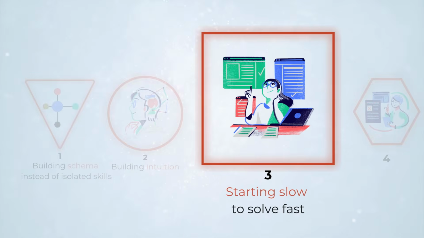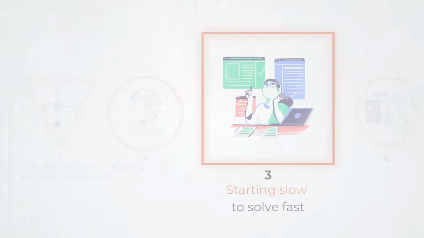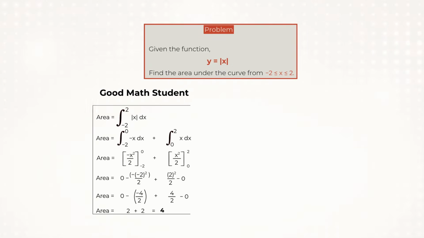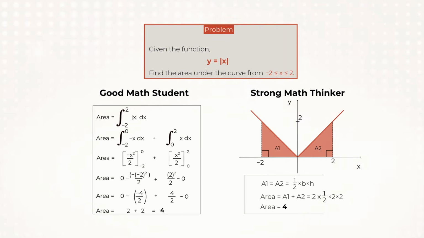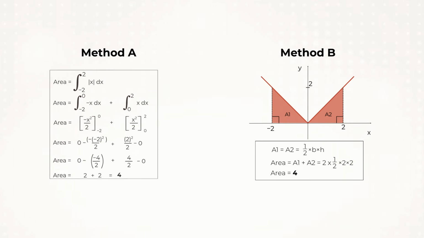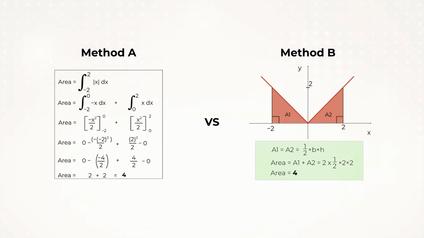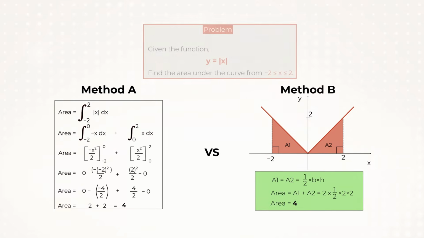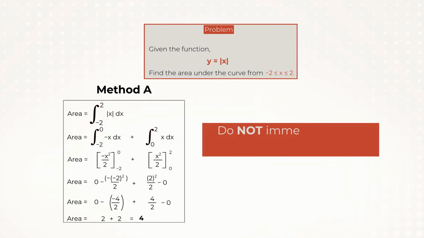Strategy 3 is starting slow to solve fast. Good math students can solve problems, but strong math thinkers try to solve them with minimum unnecessary effort. It is good to know formulas, but more important than that is knowing which method best suits the problem and gives the cleanest solution. Therefore, whenever you see a problem, do not immediately start solving it using the first method that comes to mind, especially if it's a long calculation.